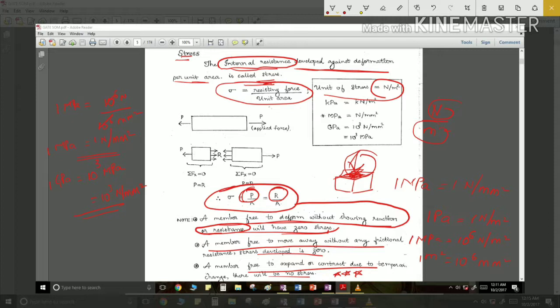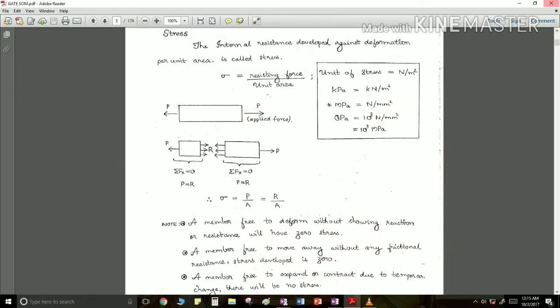for 1 mark. If a member is free to expand, not only a steel member but any other member, if any member is free to expand or contract due to temperature change, if you are allowing it for free, then why will stress develop? So automatically the answer is no stress develops. If we restrict the expansion or contraction, then stresses will develop, and that stress is known as temperature stress.